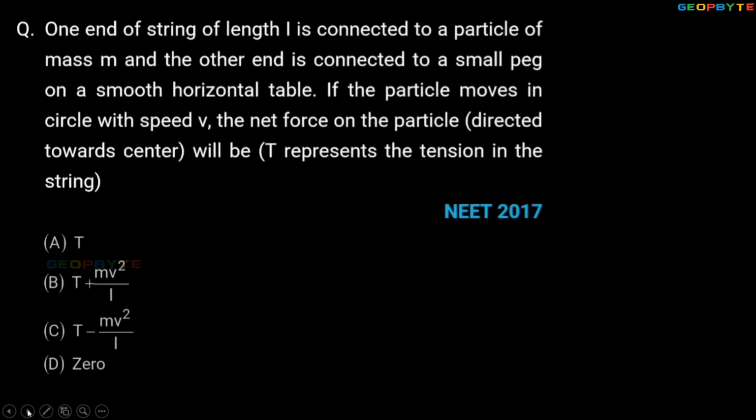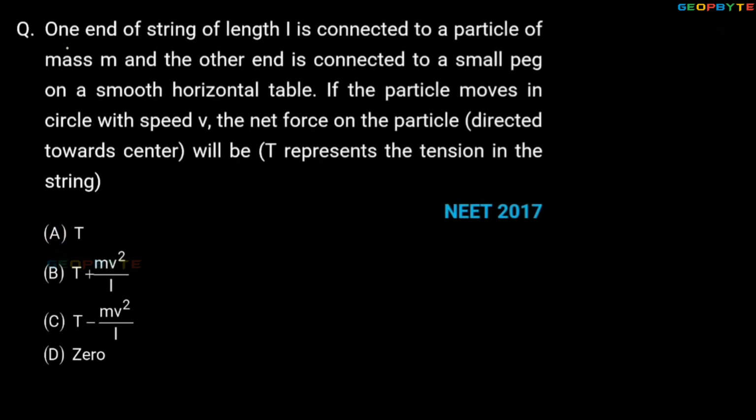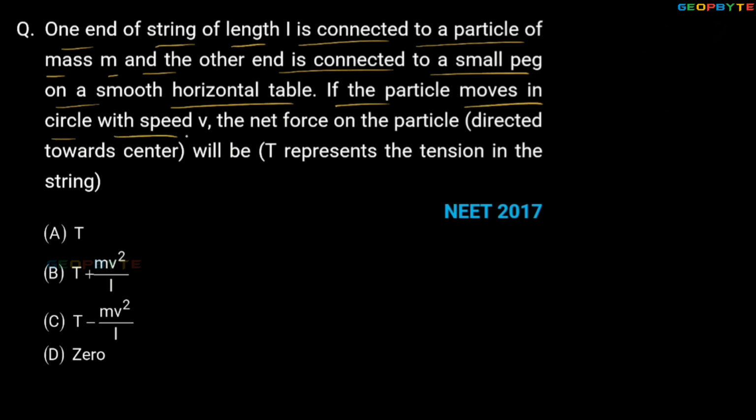Similarly, let us take another important problem. It is asking like this. One end of a string of length L is connected to a particle of mass m, and the other end is connected to a small peg on a smooth horizontal table. If the particle moves in a circle with a speed v, the net force on the particle, that is towards the center, will be equal to, the centripetal force is providing the required tension in the string.